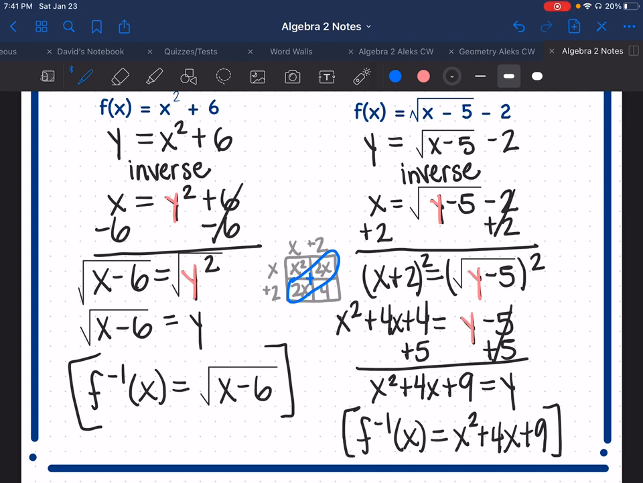Yes, it takes a little bit more time when it isn't an equation, but it is very simple to do. If I had a graph, if I had a table, all I would have to do is switch the x with the y value and plot my new points. I much prefer a graph or a table to find an inverse because it's faster. It's quicker to just switch the x and the y. This takes a little bit more time.